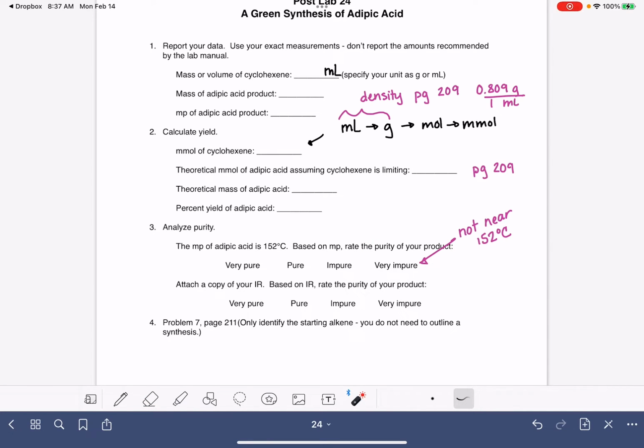Now, with your IR, rating the purity based on your IR, if your IR has no resemblance to the IR of adipic acid, that's going to be very impure. If you see some similarity, call it impure, just not very impure, if you see some but not much. If you see all of the same fundamental peaks, remember sometimes in the fingerprint region there might be some things that don't show up in your IR, but if all the fundamental peaks are there and everything looks really good, call it very pure. If you have a key peak that is missing or something looks a little bit funny, maybe call it pure.